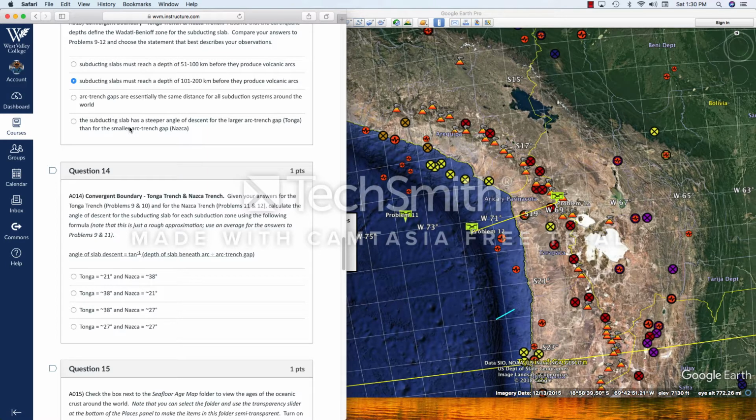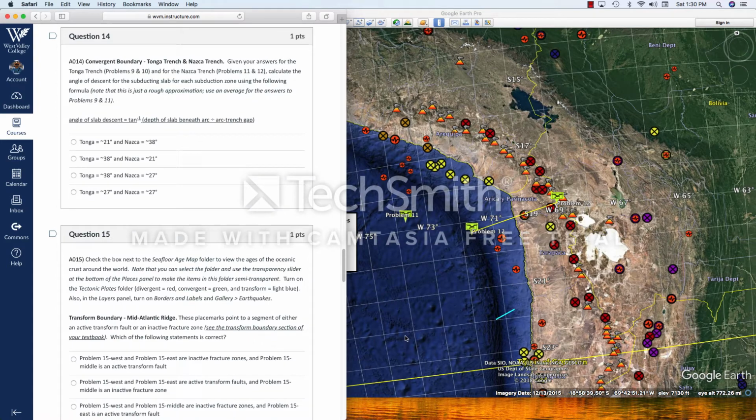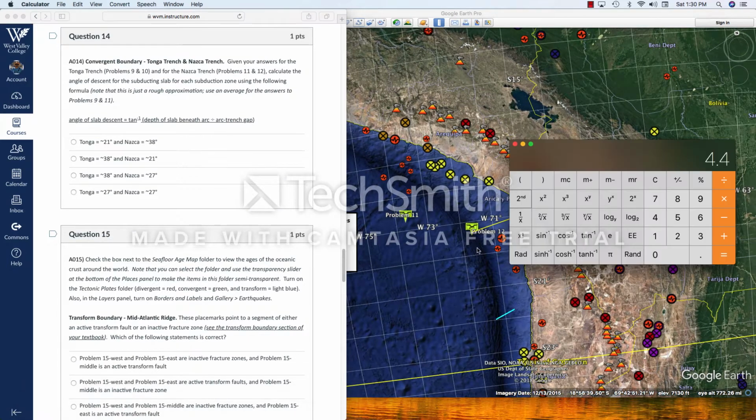And the subducting slab has a steeper angle of descent in the larger, no, that's incorrect. It would have a shallow angle. It would actually be opposite. So this is the one that's correct right there. So for question 14, we're going to look at, again, the Tonga Trench and Nazca Trench, and we're going to calculate the angle of descent. So this is a little bit of trigonometry, and I kind of worked it out a little bit.